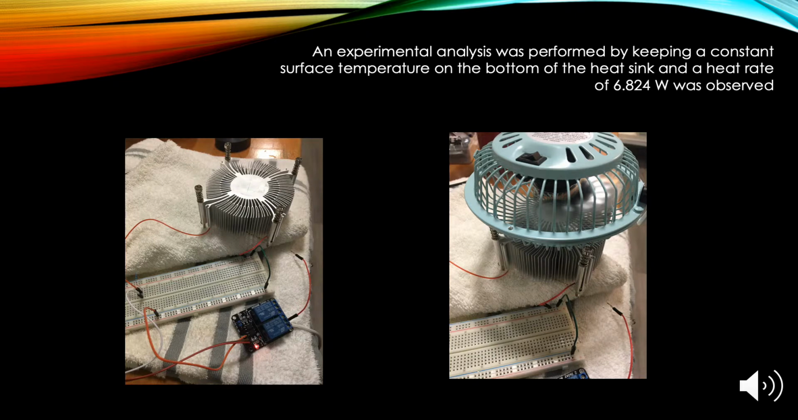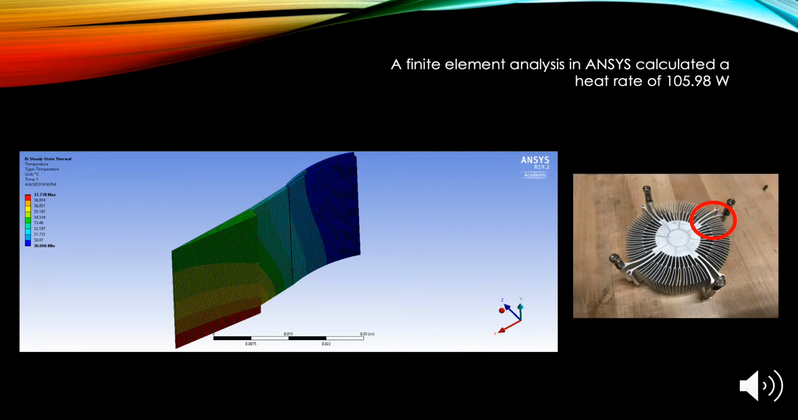With this being done, I turned on the fan and the Arduino and let it reach steady state. Once the heatsink reached steady state, I began to record the energy generated. I ended up finding that the heat rate was 6.824 watts during this experiment. I next performed a finite element analysis utilizing the ANSYS package here on campus.